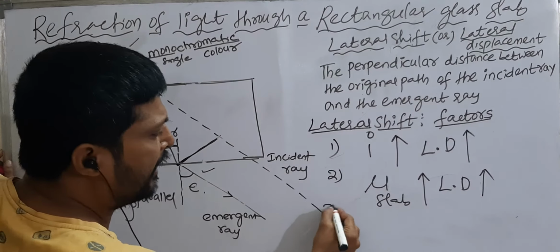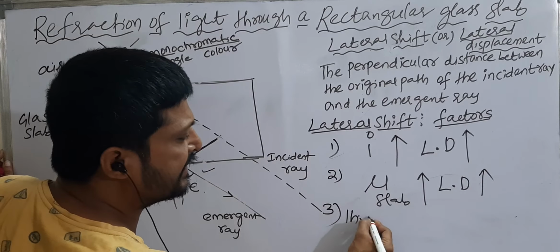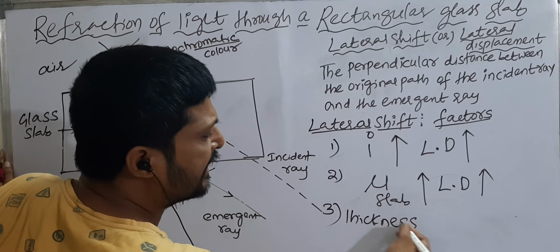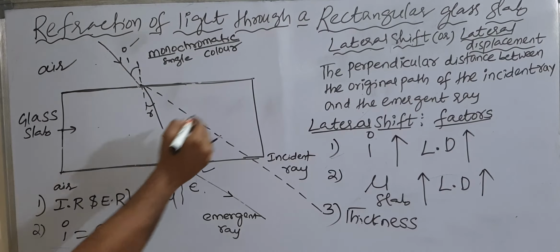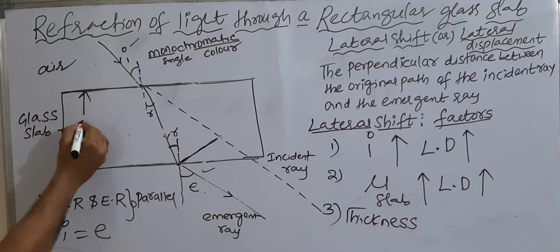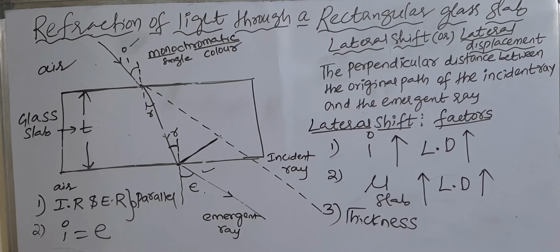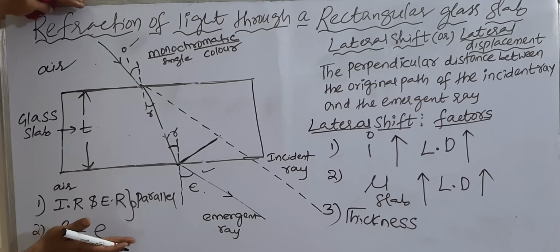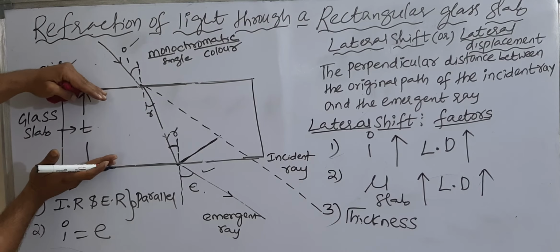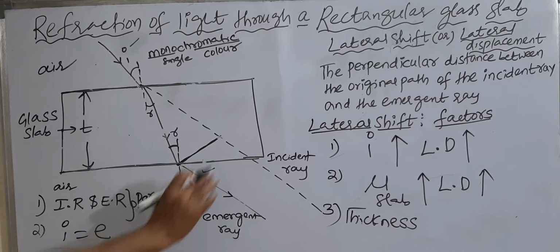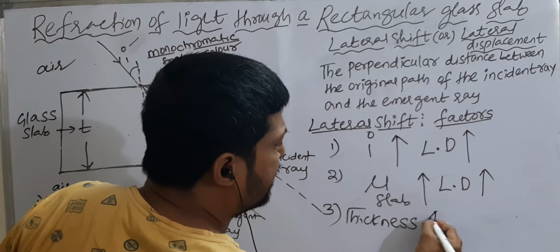Next, third point is thickness. Thickness means this one. So this is the thickness. This is the thickness of glass slab. If more is the thickness of glass slab, this much, then more is the lateral displacement.